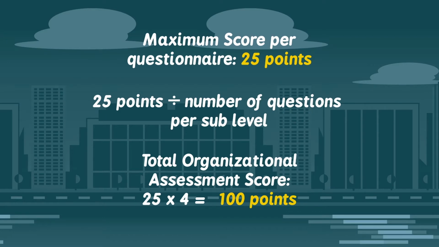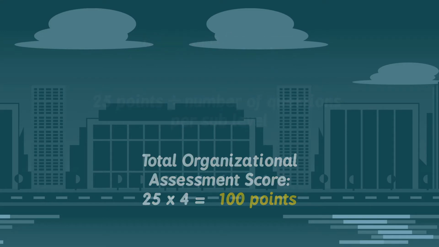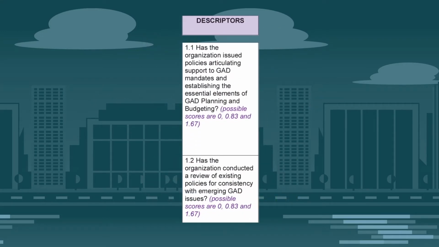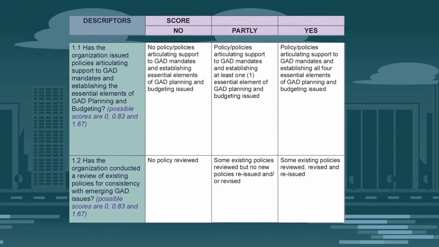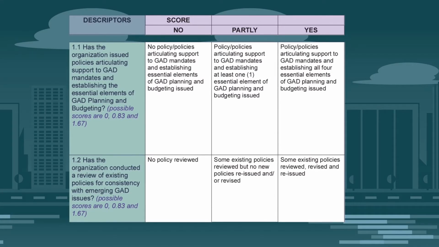The questionnaire contains the following columns. Descriptor refers to the series of questions to assess whether an organization has complied with a gender mainstreaming element in the GMEF tool. Questions in the organizational assessment questionnaires vary in number per entry point. Score. This column shows all possible scoring options for the descriptors, as no, partly yes, and yes. It also includes criteria for the proper assessment or rating for each question.